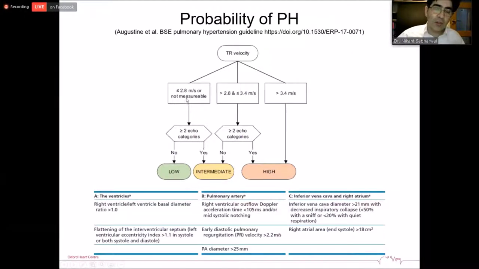If you're less than 2.8 and have less than two categories, now the categories are mentioned here at the bottom, you have A, B, and C. You need any one of A or B or C. So any two out of these categories immediately puts you in the intermediate risk if you have a low velocity. If you're intermediate velocity, use the same two categories, and that tells you whether you're intermediate or high risk. It's very, very straightforward, very simple approach. And the assessment of the ventricles, the PA, and the IVC, I'm going to show shortly.